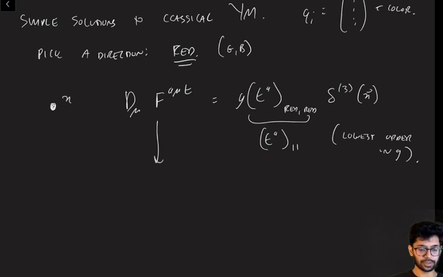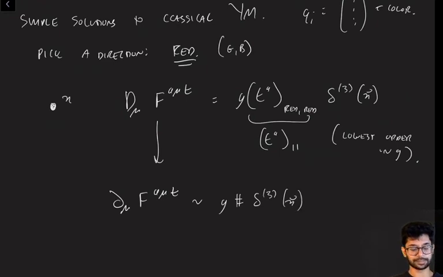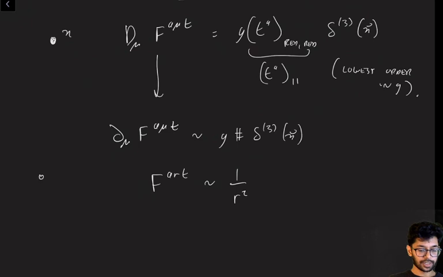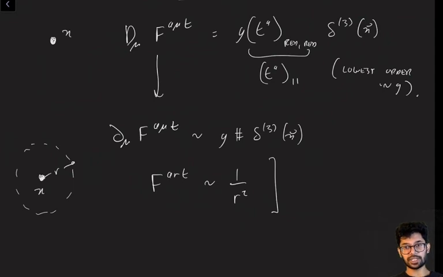So if you dissect this equation, it turns out you get a Maxwell type equation that looks like this: g times some number times a delta function in space. And this should have an inverse square solution. You can solve this, and you can show that F_{tr} goes like 1 over r squared. So if you have a quark sitting at this point x, and you look at what's happening at some distance r away from that point, there should be a tr component of the non-abelian field strength, which goes like 1 over r squared.